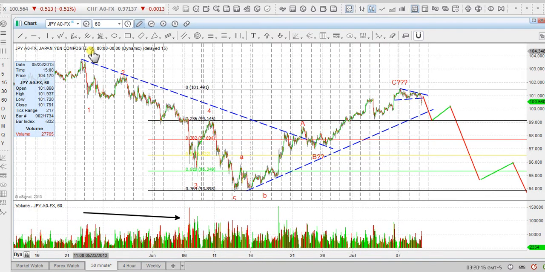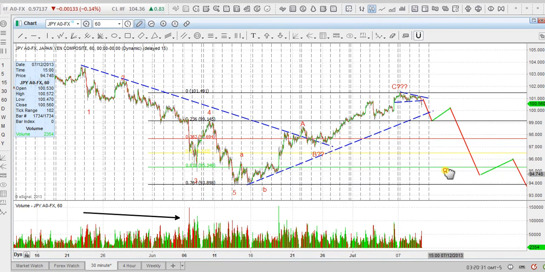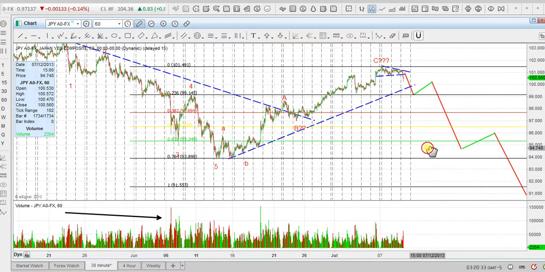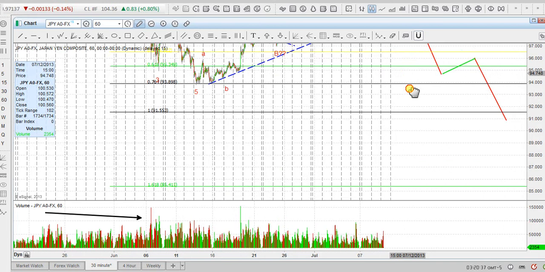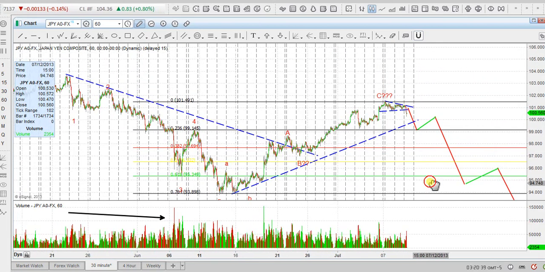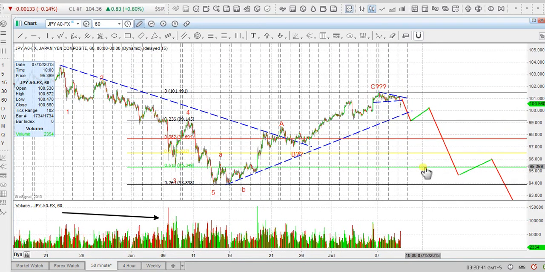Now targets for this pair lie at a 61.8% move of wave A, a 100% move of A, and then a 1.618 move of A as well. So first targets for this lie at 95.4, and then the second target is at 91.6, and third but not least at 86. So you could see this pair push as low as 86 and as high as 95.4.